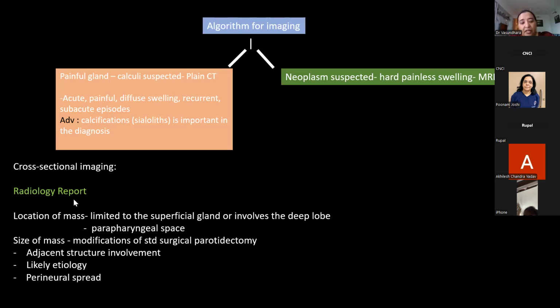What should our report contain? Obviously the location, whether it is going to the deep lobe, any extent to the parapharyngeal space, adjacent structures like the EAC, the TM joint, and nerve involvement, and probably what is the etiology or the histopath that we think it is.